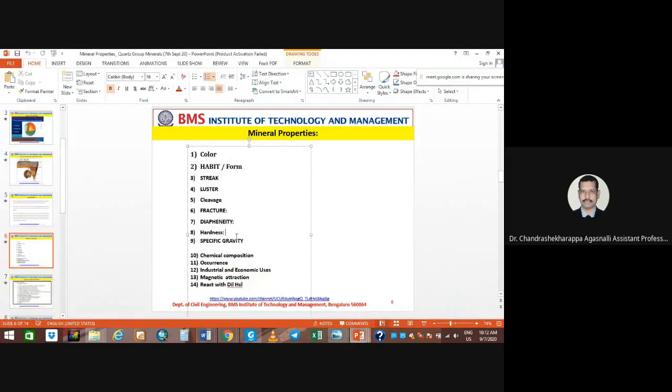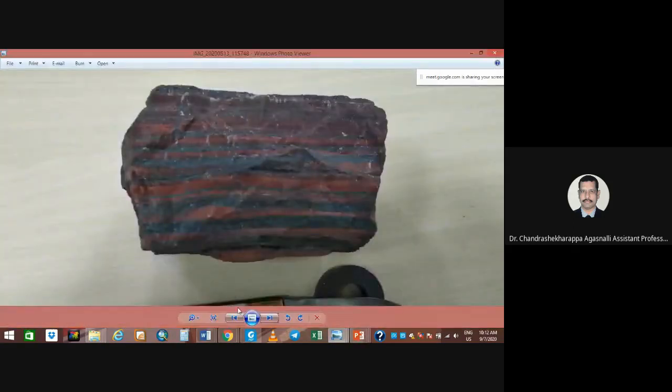Okay, hardness. Hardness is nothing but the strength of the minerals, whether it's a hard rock, soft rock, or medium. Hardness may be high, low, or medium. So how are we going to distribute this? I will show you that some of the minerals may be very hard.